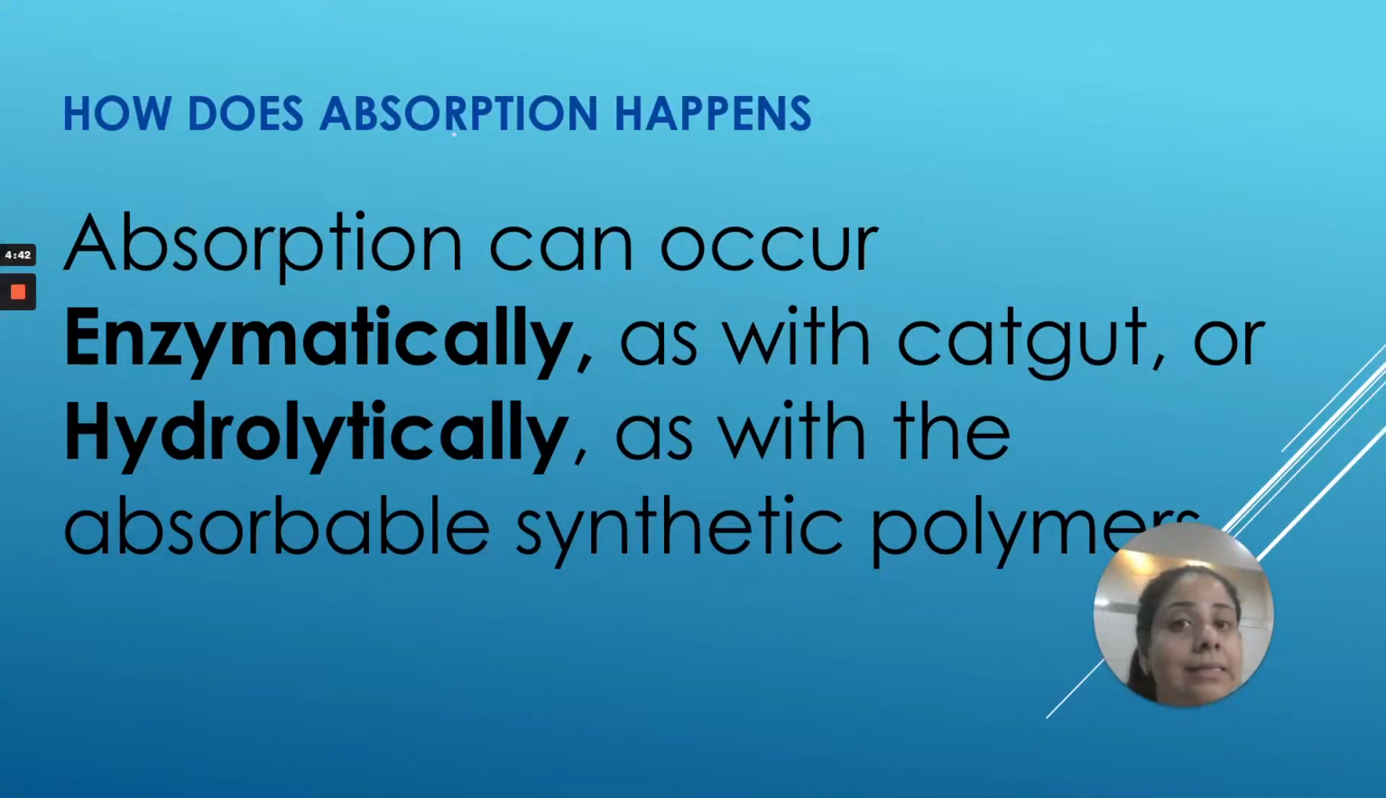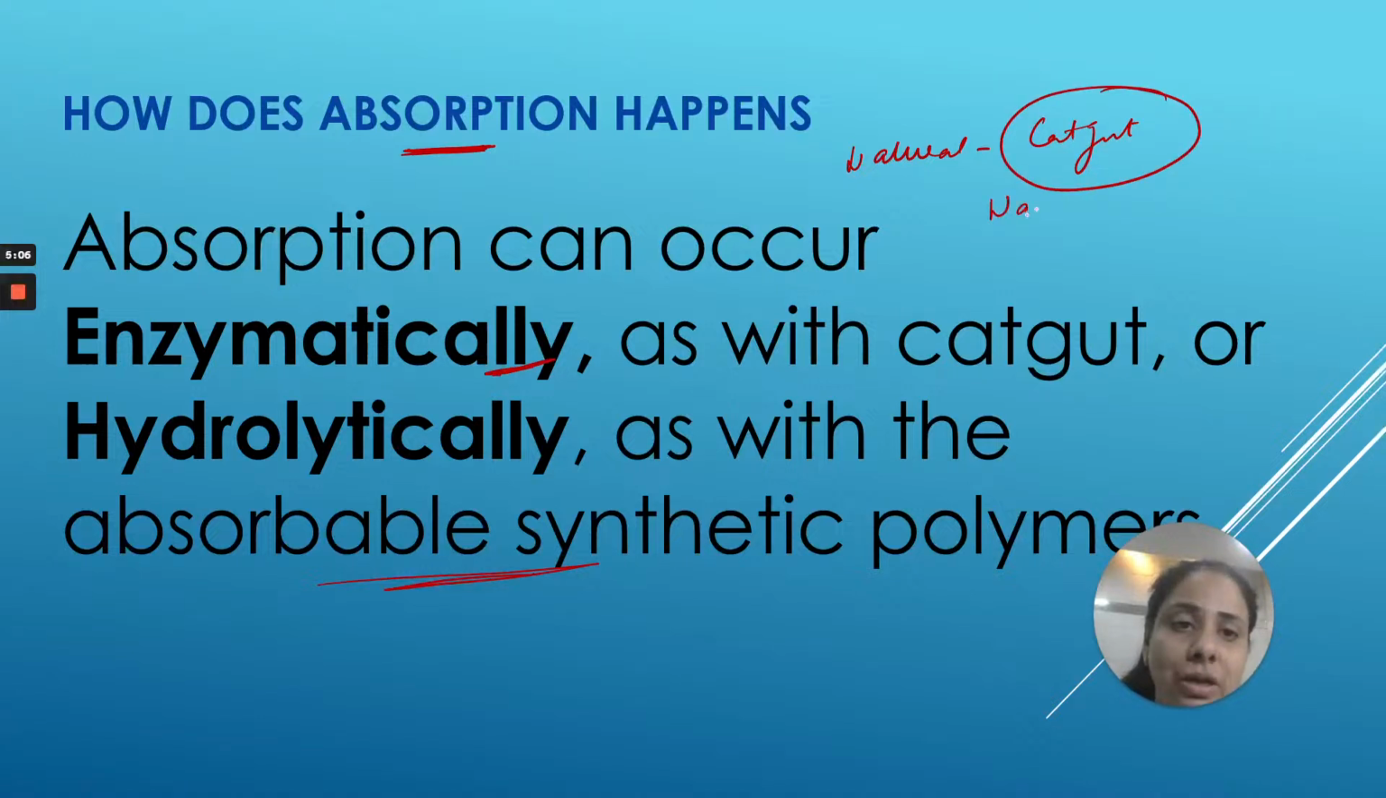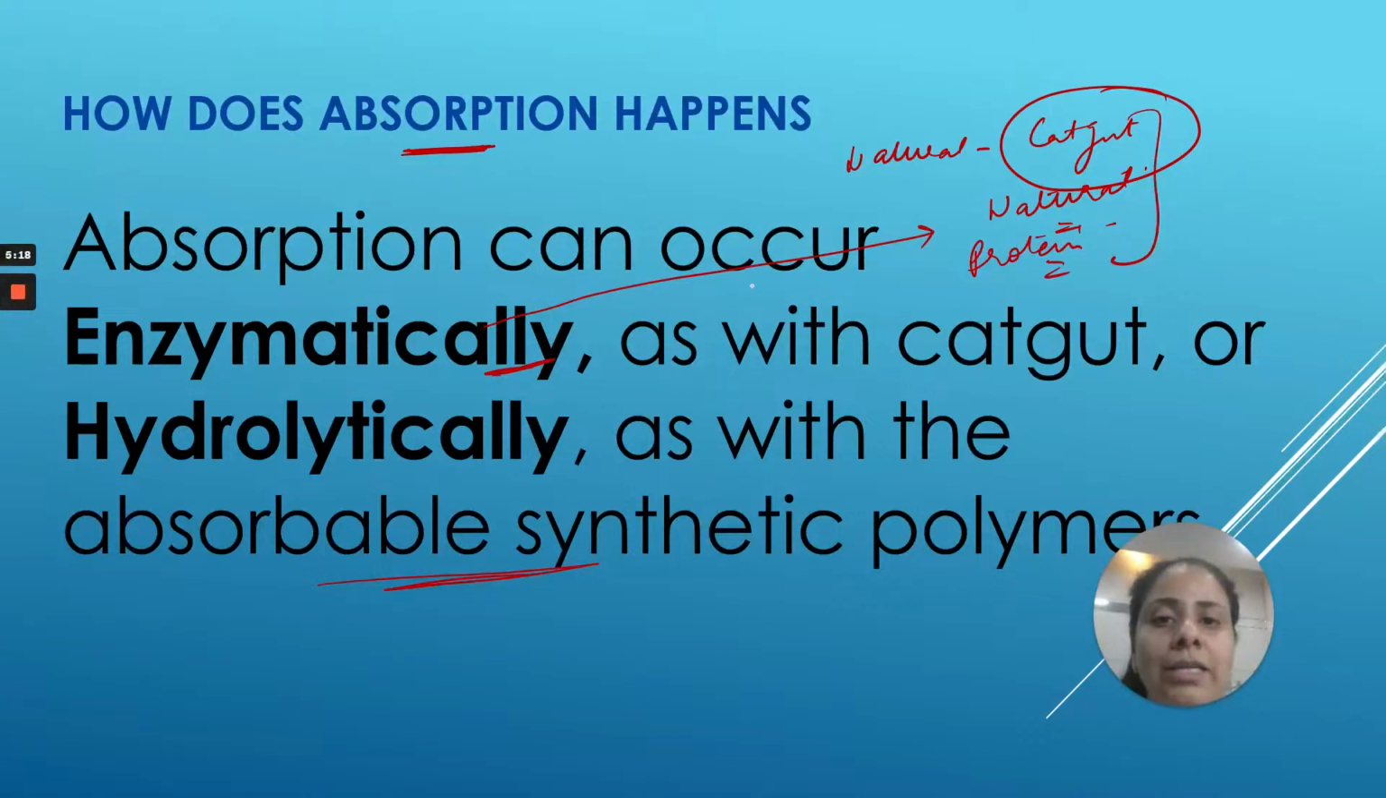So what exactly is absorption? Absorption can happen enzymatically, as with catgut, or hydrolytically, as with absorbable synthetic polymer materials. If we are talking about natural suture material, which is catgut, since it is natural, the body is managing it with enzymes, because this is a protein. Anything which is protein in nature has to be managed enzymatically, and anything which is synthetic in nature will be managed hydrolytically.